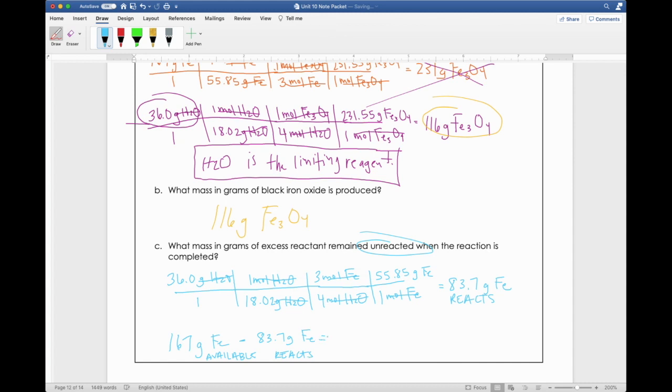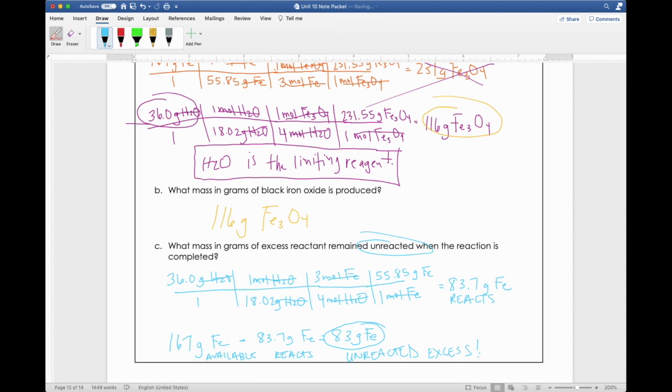We do want to adhere to significant figure rules here. And since we are subtracting, we basically need to knock off the decimal place. So 167 minus that 83.7 gives me 83.3, but knock off that 3, so it's just 83 grams of iron. This is how much remains unreacted. This is how much you'll have sitting at the bottom of whatever vessel you're doing this in.